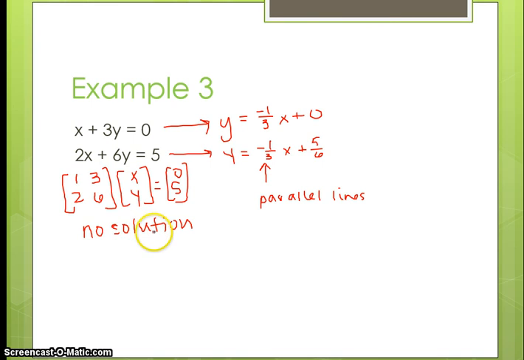So when you're doing them graphically, you get parallel lines. If you were solving by substitution or elimination, you would get 0 equals 5 or 3, or just two numbers that are not equal, so that'd be no solution. Or when you are doing them with matrices, you have a determinant that equals 0, so that means that there cannot be an inverse. That's how you know it's no solution.